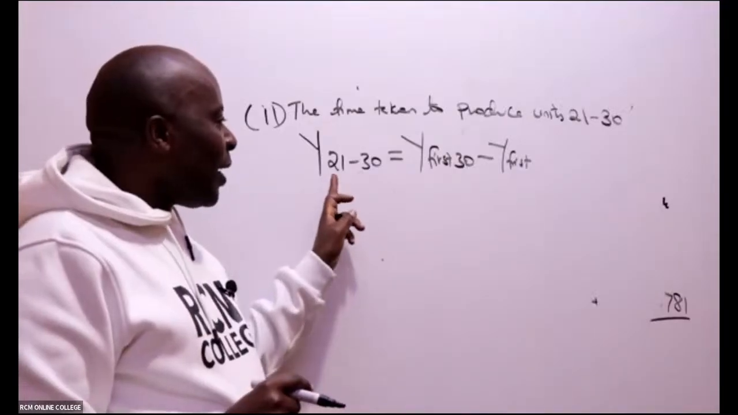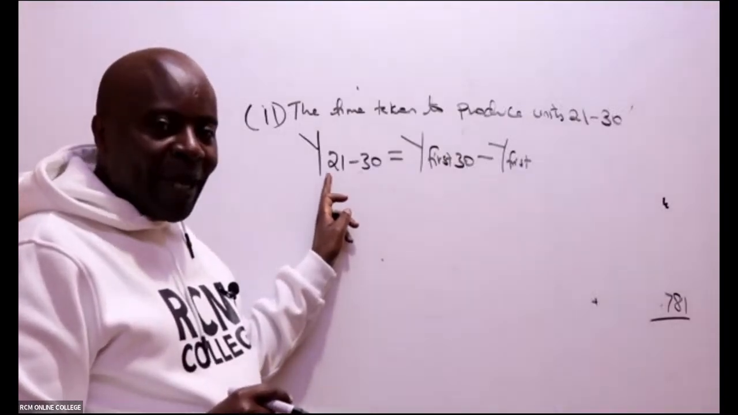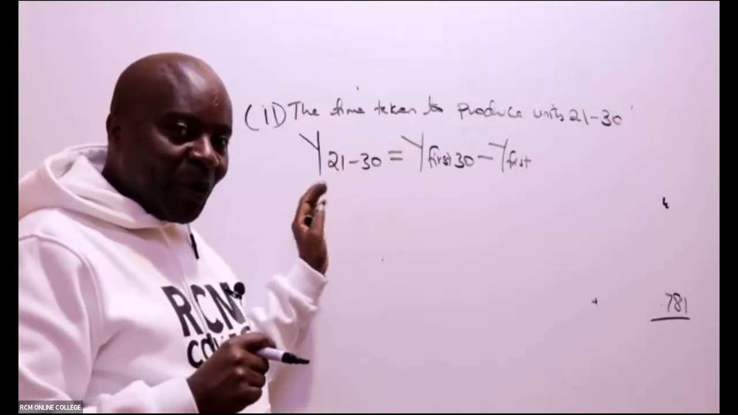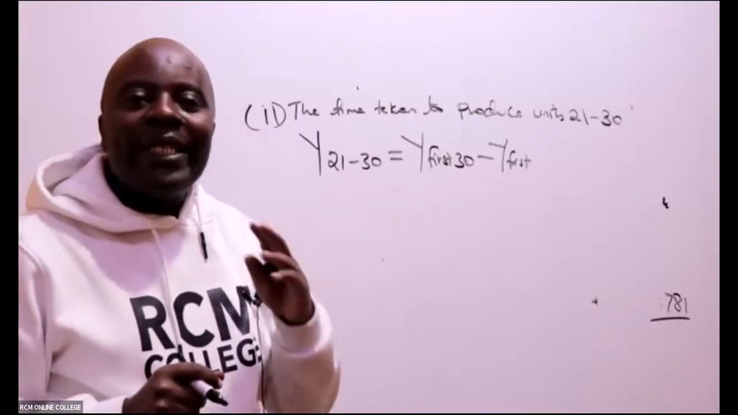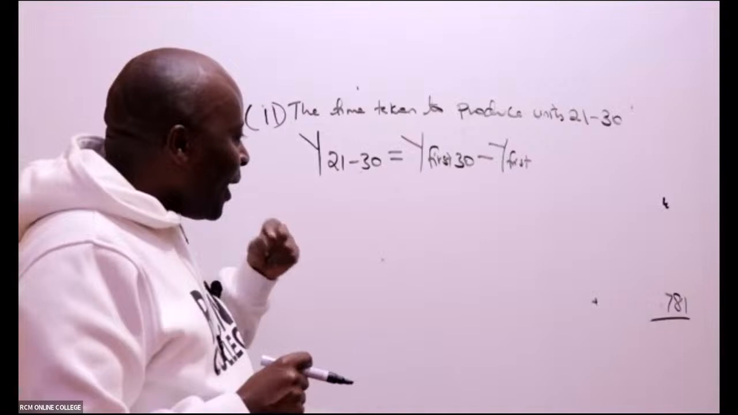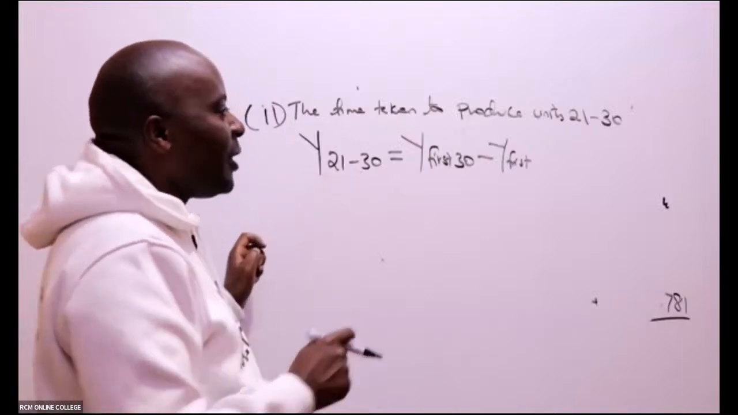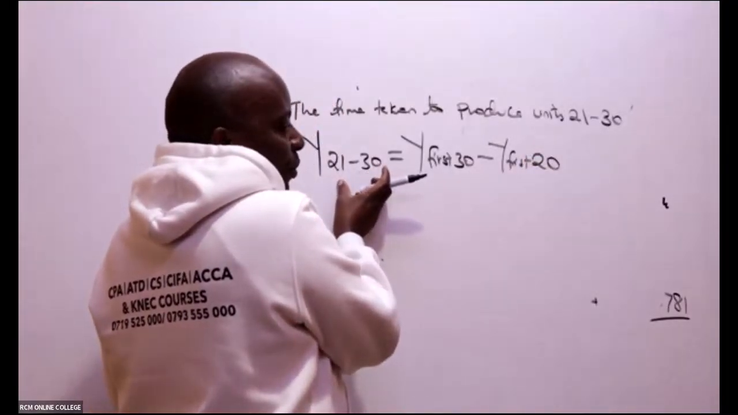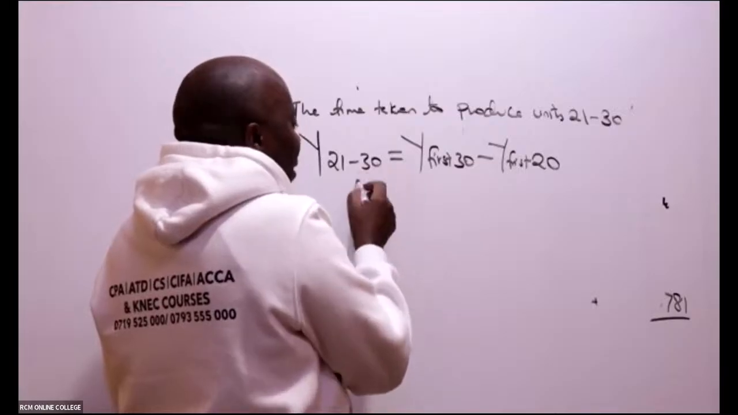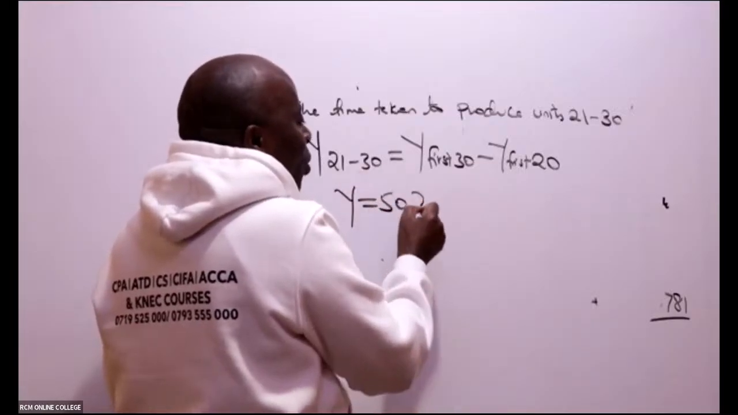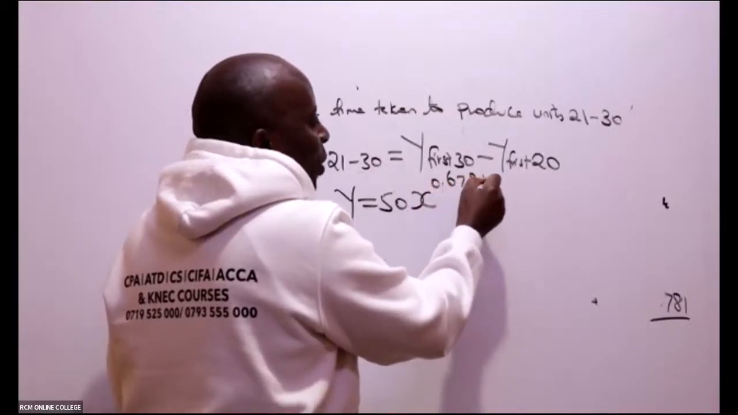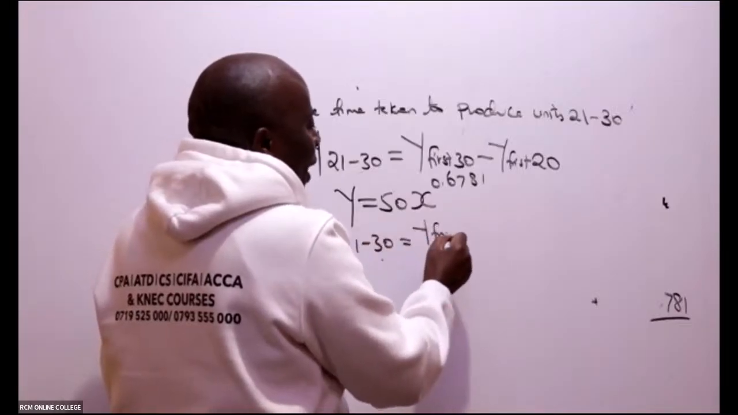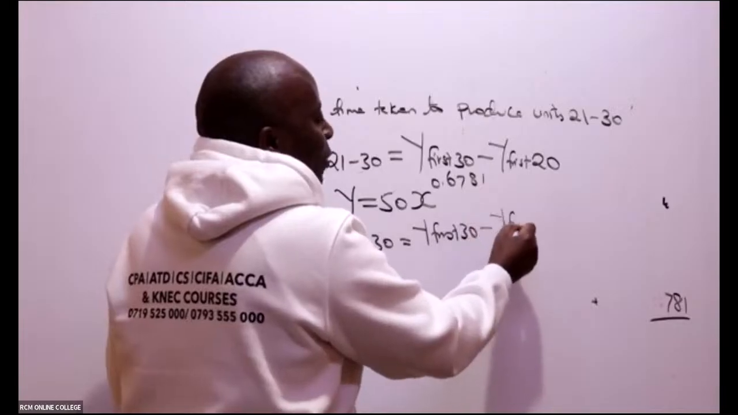So I'll be able to see that these guys are cutting the first how many units? If you have your internal eyes, from 21 to 30 is required, so you'll be able to see the number being cut. It is the first 20. Don't cut 21, because 21 is in the good range. And if you remember, our Y was 50x raised to 0.6781. And you're telling me that Y 21 to 30 is Y first 30 minus Y first 20.